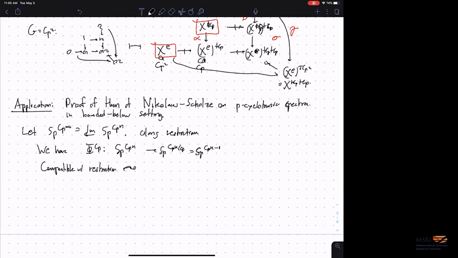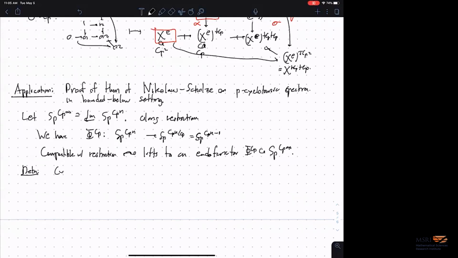So it lifts to an endofunctor, VCP, on CP infinity spectra. So let me define, following sort of the classical approach, the category of genuine p-cyclotomic spectra as the equalizer with respect to the identity and VCP on this category.